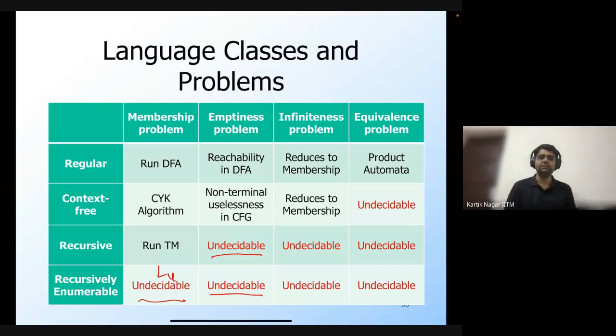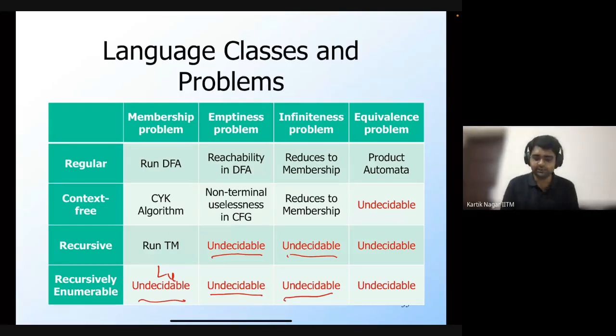For context-free languages, even though we have not seen this, the same procedure applies. You look at the number of non-terminals in the CFG, and based on that number, you can check the membership of some finite number of strings. If any of those strings is in the language, then the language is going to be infinite. For recursively enumerable languages, this problem is undecidable because of Rice's theorem, and you can also prove that it is undecidable for recursive languages as well.